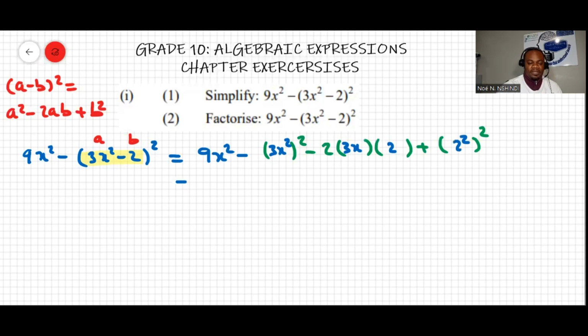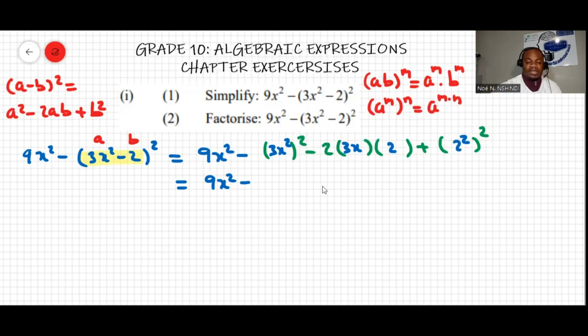Now we can simplify this. We have like 9x squared minus 3x squared raised to the power of 2. Remember this law of exponents. a b to the power of m is a to the power of m multiplied by b to the power of m. And also a to the m raised to the n is equal to a to the m times n. Okay, we're going to apply the two laws simultaneously. This power of 2 is for both 3 and x squared. So this would be like 9, and then on the x squared, it becomes like x to the power of 4.